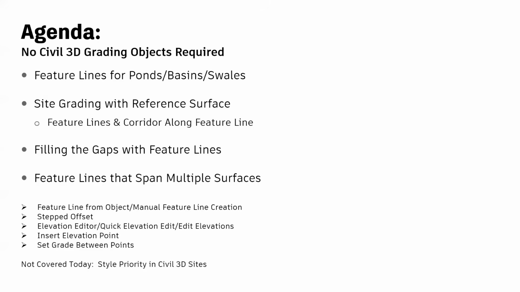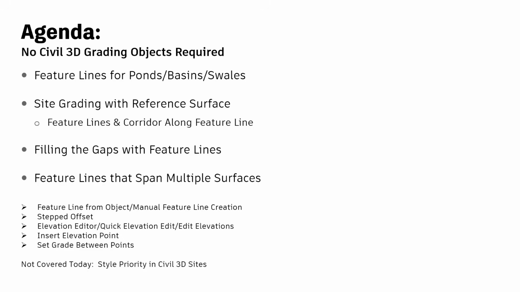Some of the tools here, I put some of the main tools you're going to see that are in the feature line grading area. Would be the feature line from object, manual creation, stepped offset's a big one. We've got 3 main elevation editors you see there: the table view, the quick elevation edit, and then a pure elevation edit step command, I call it. And we'll talk about inserting elevation points, and then one of my favorites, setting grade through points or between a group of points. One thing we're not going to cover today due to time is the style priority.